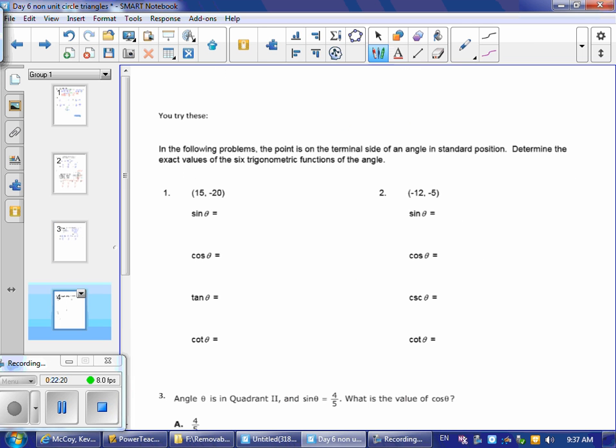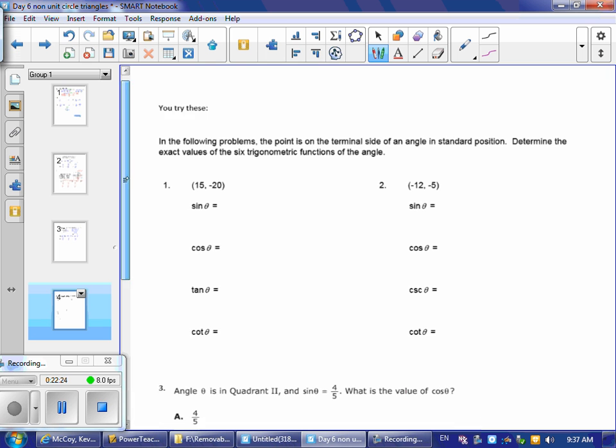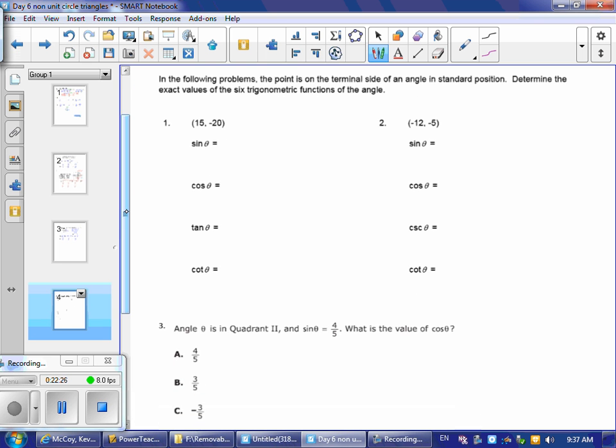So your homework is actually here on page 4. There's a couple of corrections I'm going to make on this homework for you guys. One, it says you're supposed to find all 6 of the trig functions that go with the specific point given. As you can see, there's only 4 listed for each one, so we're going to go ahead and add in the other 2. The first one has sine, cosine, tangent, cotangent, so we need to add in secant and cosecant, and you're going to find those 6.